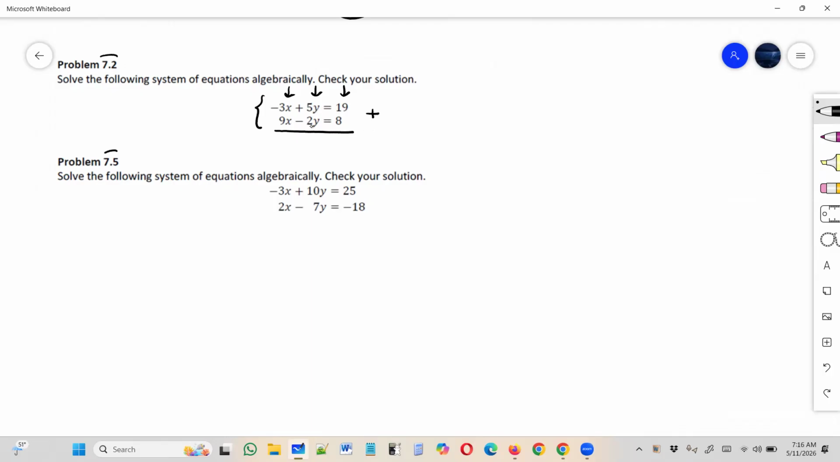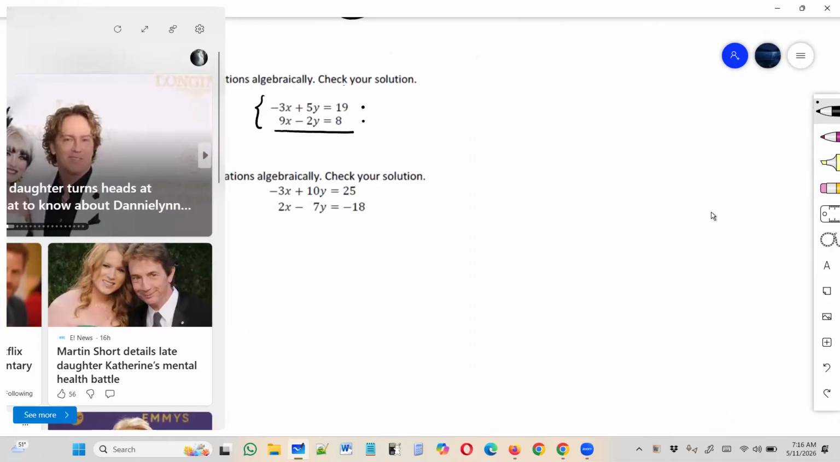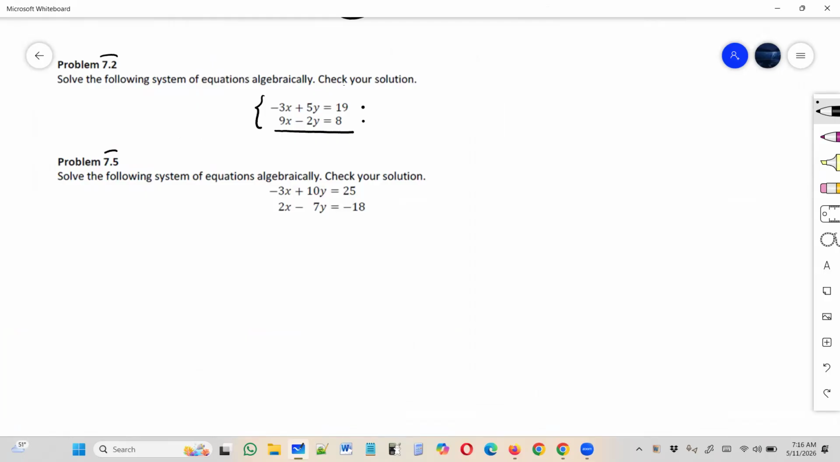So if I add the 5y to the negative 2y, I get 3y. If I add the negative 3x plus 9x, I get 6x. So nothing disappears, nothing cancels. In that case, if you try to add them and nothing cancels, then you're going to have to multiply one equation or the other equation or both by a different number so that after you multiply them and add them, one of the variables will disappear.